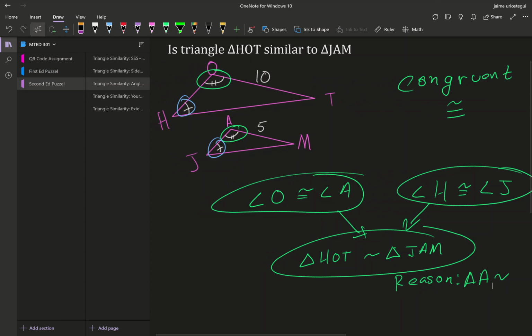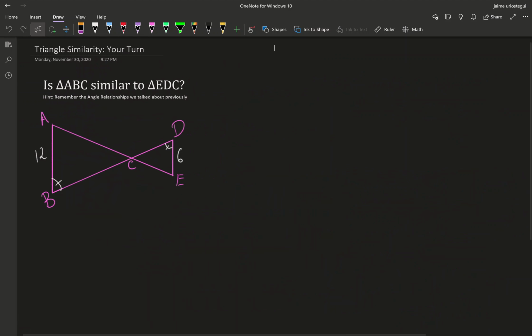Now, I want you guys to try this next one on your own. It's going to be one of the two we've gone over so far. It's either going to be side-side-side similarity or angle-angle similarity. And there's a hint here. I want you to take a good look at this hint and prove that these two triangles are similar.